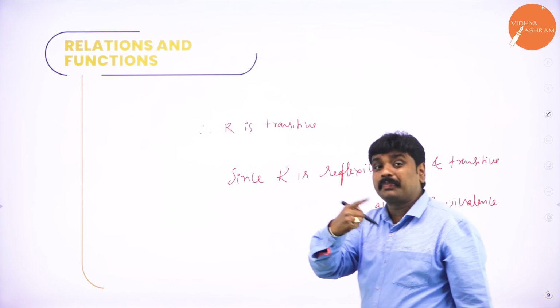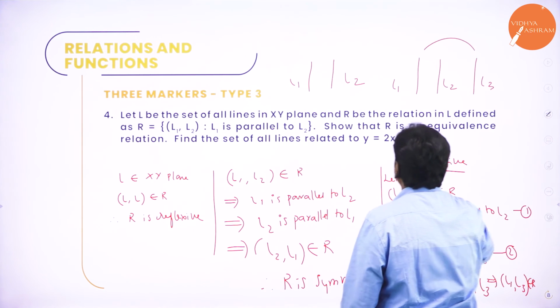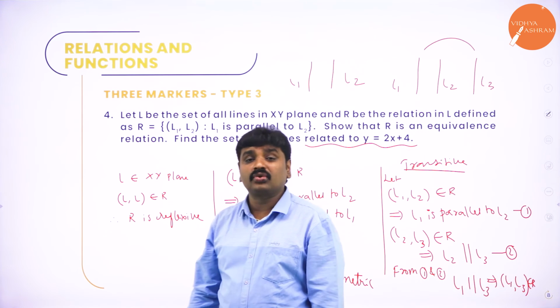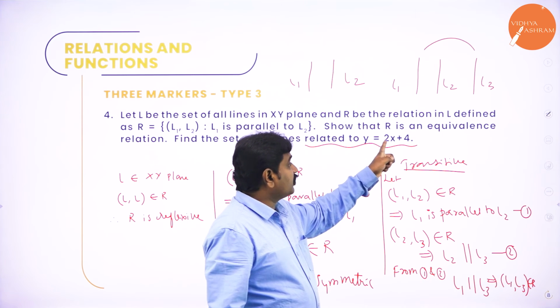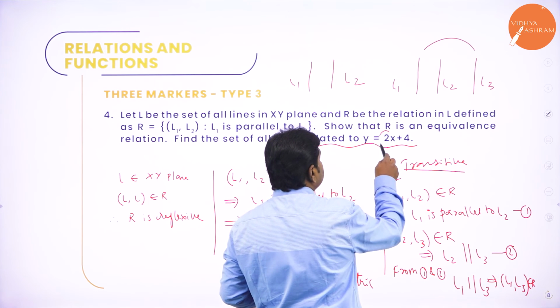And if you see the other part of the question, we have done a part of the question. Let us go back, and if you see the other part, they want you to write the lines related to y is equal to 2x plus 4. So you should have knowledge of straight lines. Now it is in the form y is equal to mx plus c. Parallel lines means slope should be same.